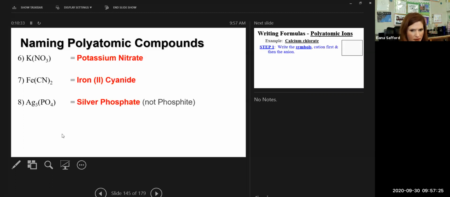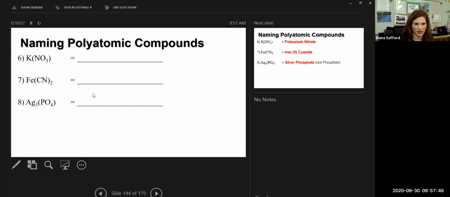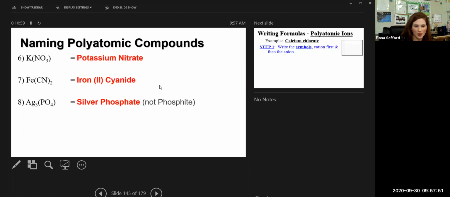All right. And be careful because some of them sound similar, like silver phosphate and phosphite. They sound similar, but you have to be looking very carefully for the differences. So look at this very carefully, right? And that will give you the name. All right, so that's for our naming. Naming, I think, is simpler than writing formulas.